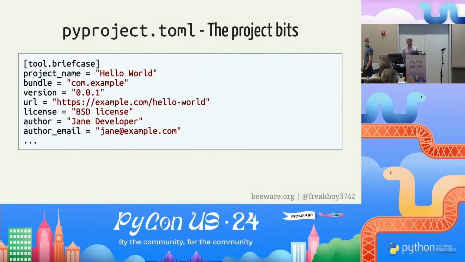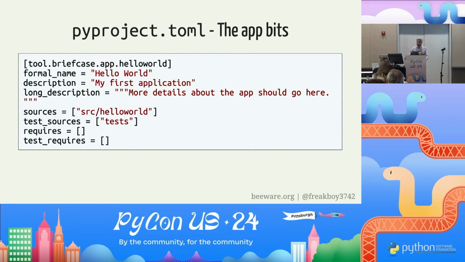The contents of this file should look a little bit familiar because they'll match the answers you just gave when you ran through the wizard. All of the Briefcase options are defined in a tool.briefcase section of pyproject.toml. The top-level project and author identification stuff is all literally in tool.briefcase. So we've got here our project name, our bundle ID, our version, a URL, and so on.